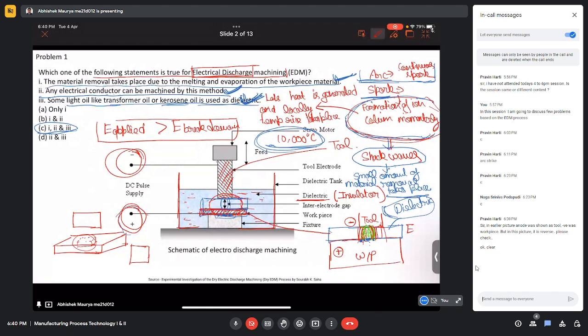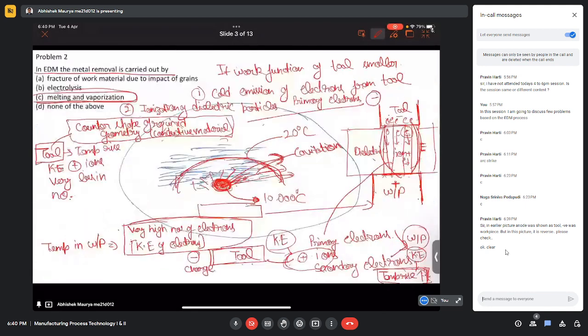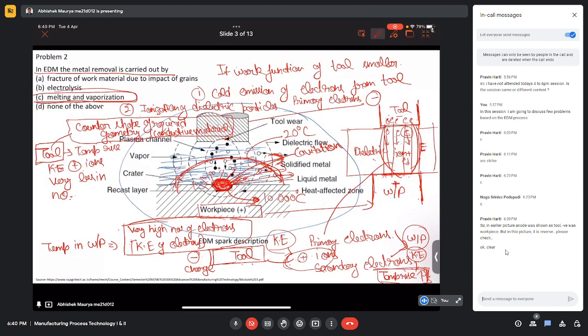Okay. So please remember, we always take the tool as negative, because on the negative electrode the metal removal will be less, whereas on the positive electrode material removal takes place faster. I have already explained the reason. So the correct answer is melting and vaporization of the workpiece material in a local area. Locally. So this is the correct answer.